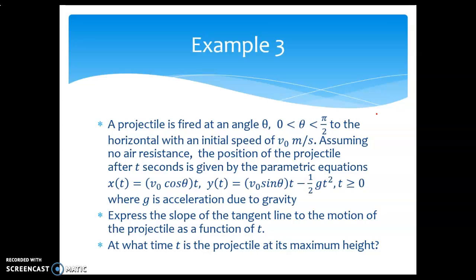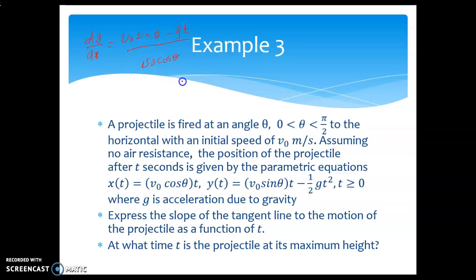So we want to find the equation of the tangent line. First of all, we want to express dy over dx. dy over dx at this point is going to be equal to v naught sine theta minus gt over v naught cosine theta. So we express the slope of the tangent line to the motion of the projectile. So this is the slope.